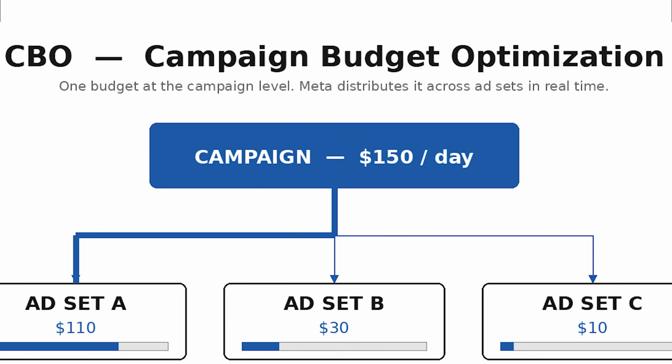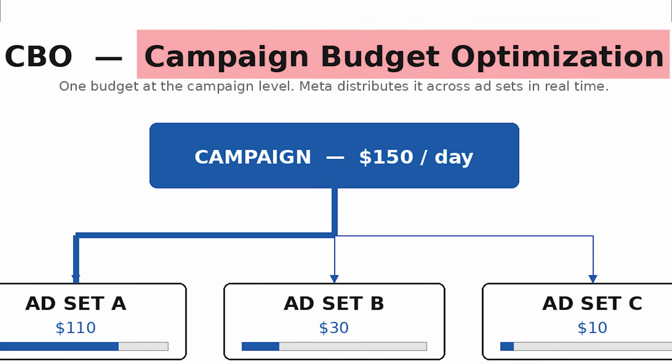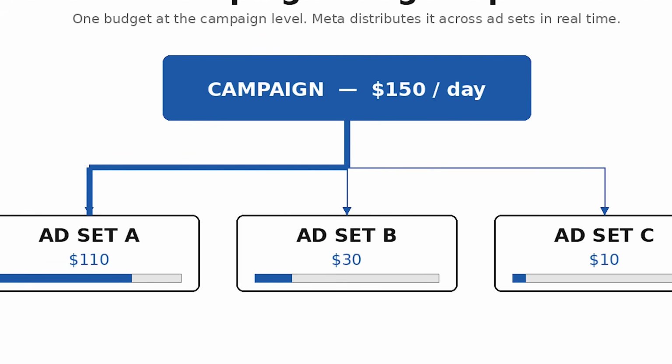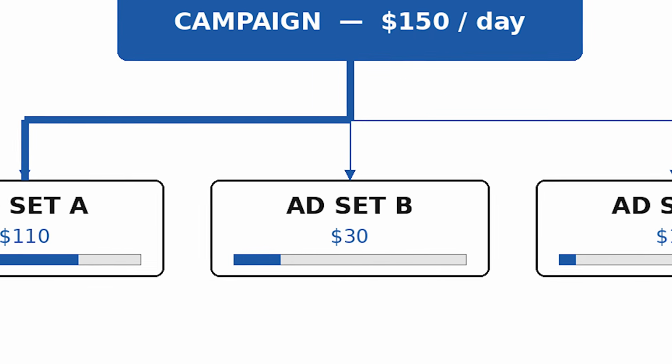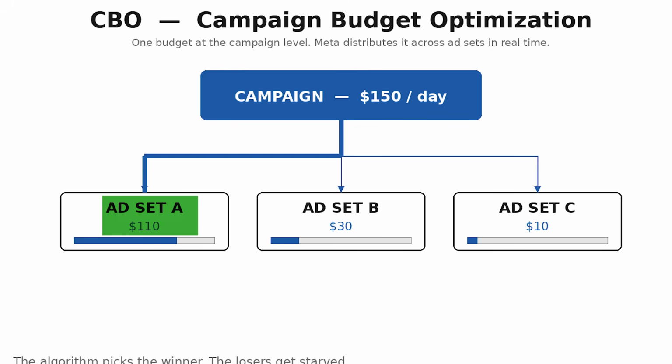CBO is campaign budget optimization. Meta renamed it Advantage Campaign Budget in the new interface, but it's the same thing, and it changed everything. Instead of setting budgets on each ad set, you set one budget at the campaign level. Meta then decides in real time how to distribute that money across your ad sets. Ad set A converting cheap, Meta floods it. Ad set C dying, Meta cuts it off. You don't touch anything. The algorithm runs the wallet.